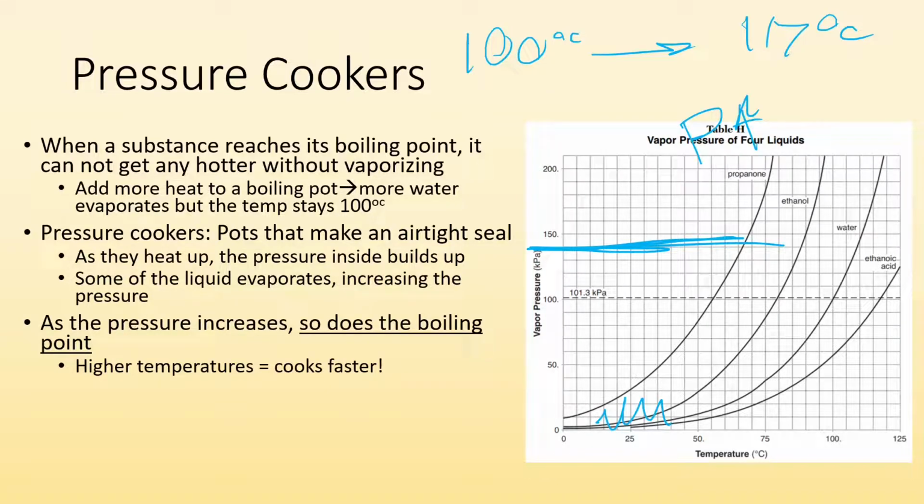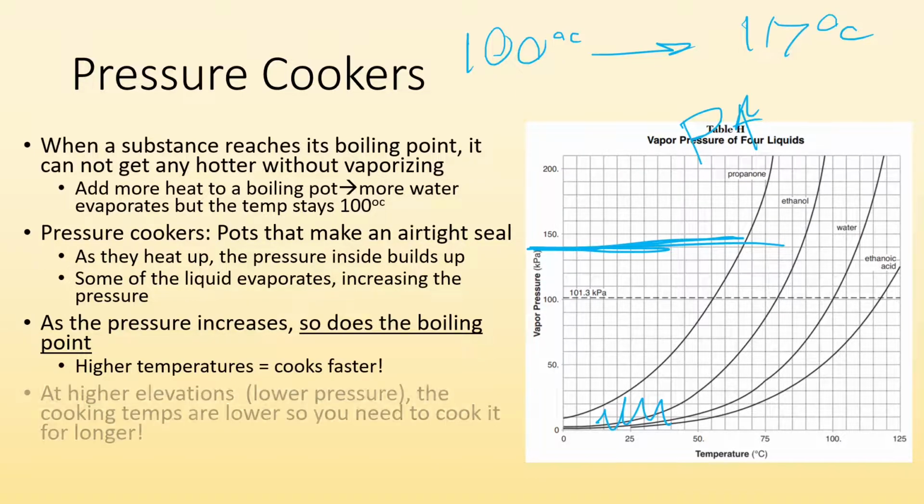That's one of the great things about pressure cookers: they'll cook things quicker because they can get hotter. And the opposite is also kind of problematic. If you live somewhere at a very high altitude, you have a lower pressure and your cooking temperatures are going to be lower. Things aren't going to get as hot. Water won't boil at 100, it'll boil at 90 something. So that means you're going to have to cook things longer, which I found very interesting.